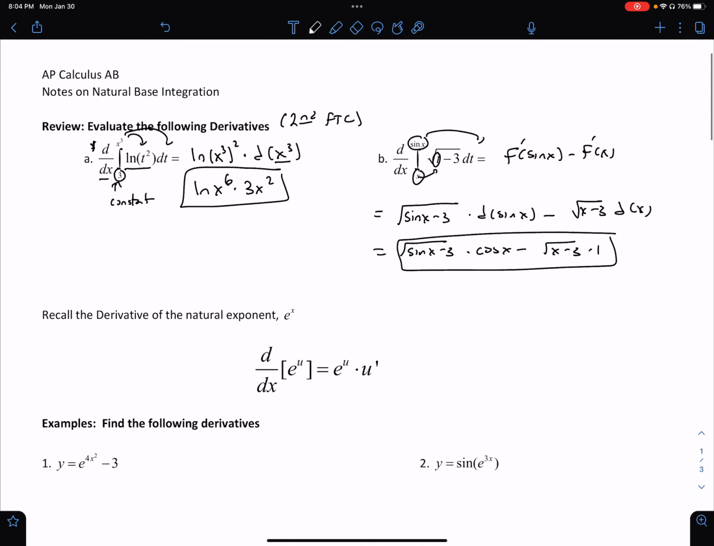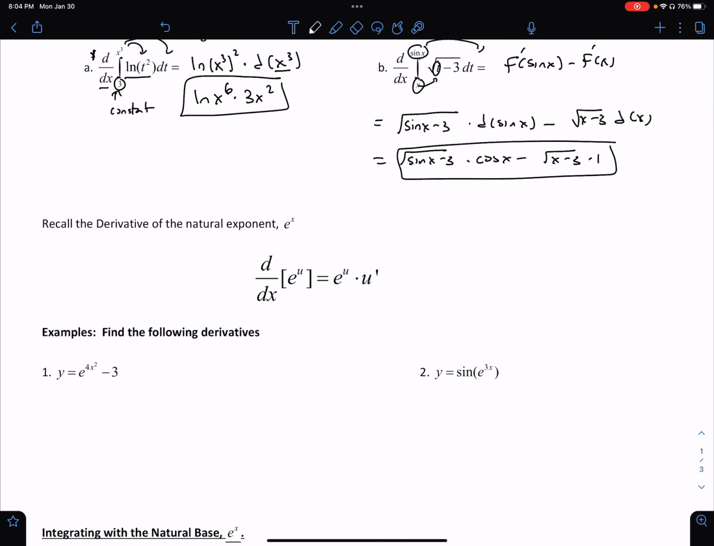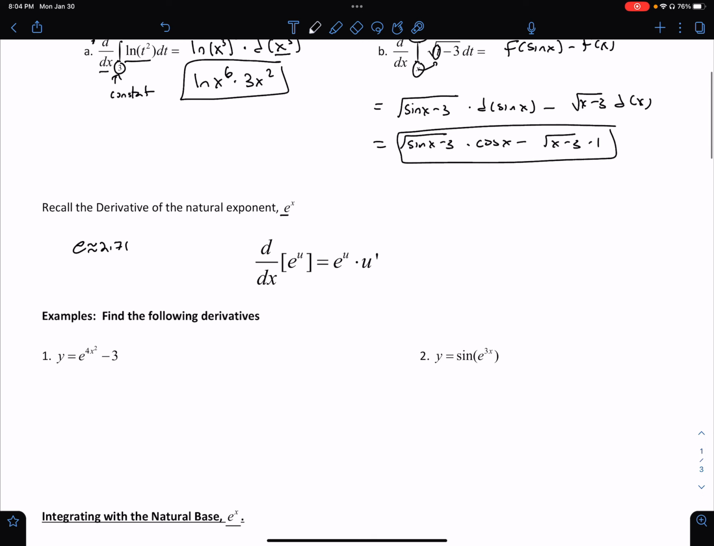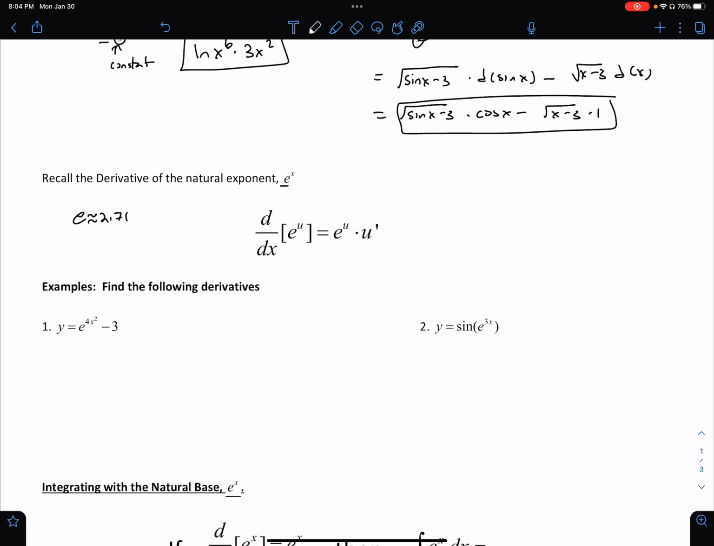So today we're going to be taking a look at the natural exponent, base e. You might recall this is one of Euler's numbers, and e is approximately 2.71. Earlier this year, last semester, we talked about the derivative of e. The derivative of e to the u is just itself, e to the u, times this u prime. This u prime, of course, is just our chain rule.